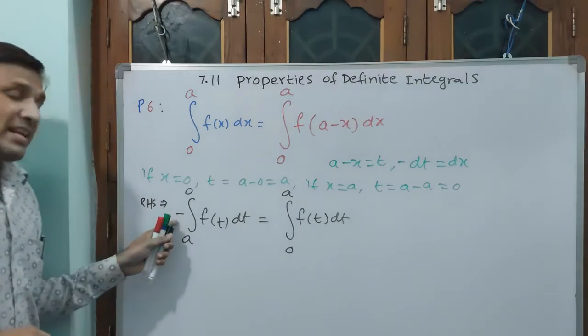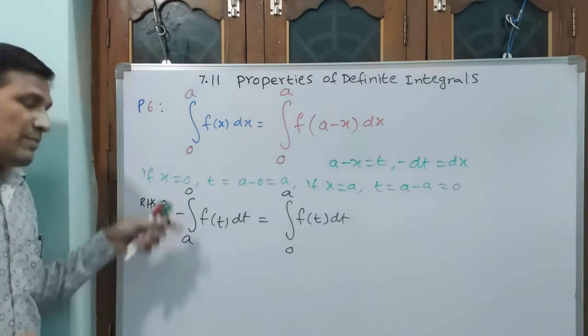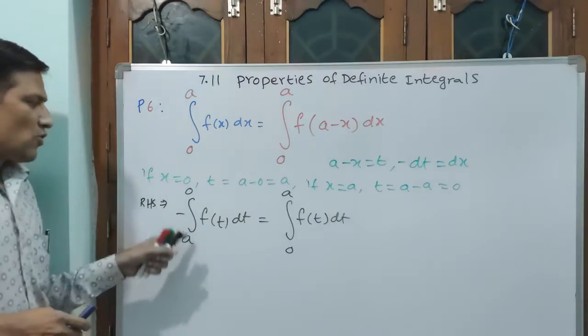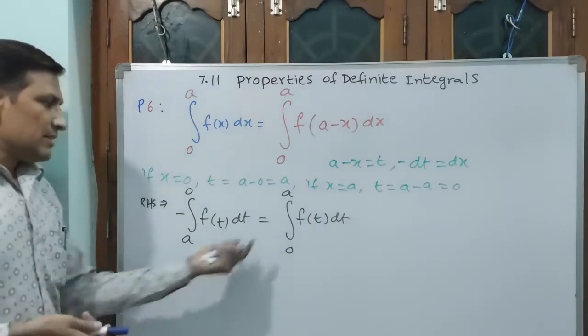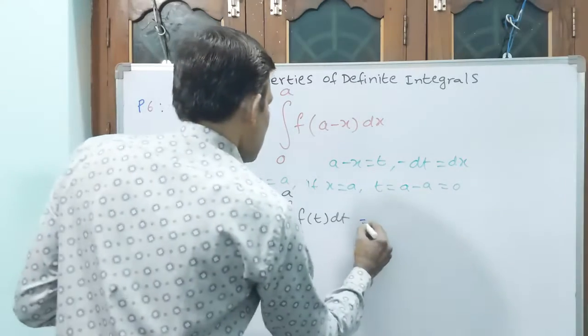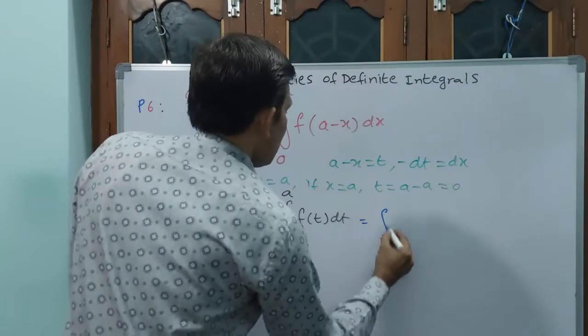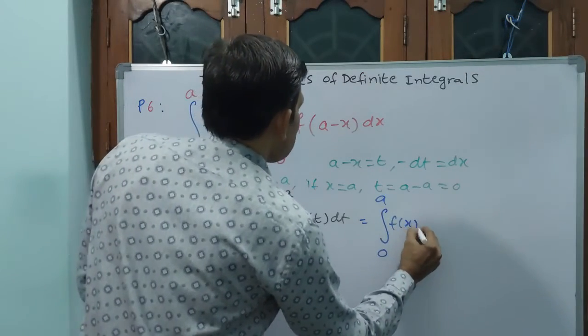0 to a, see, minus I have removed. That is why the limits are going to be reversed. 0 to a f of t dt. Okay? Then this is f of x dx. That's all. That is equal to integral 0 to a f of x dx.